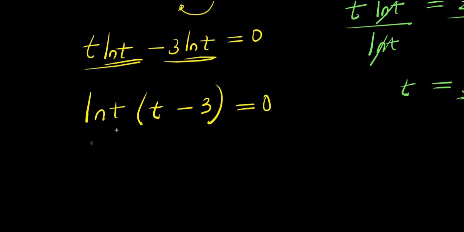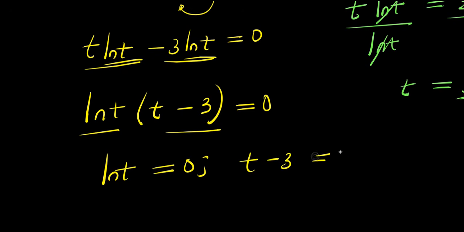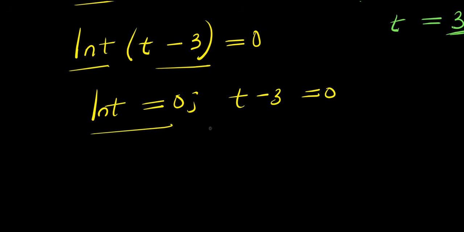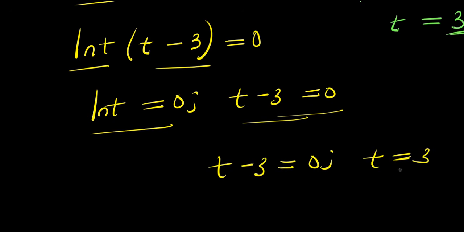So from here, I can equate each of these to 0. I have ln t equals 0. I have t minus 3 equals 0. Now I can solve for t in this one or this one. To start with this one here, if t minus 3 equals 0, t equals 3, by simply moving this over here.